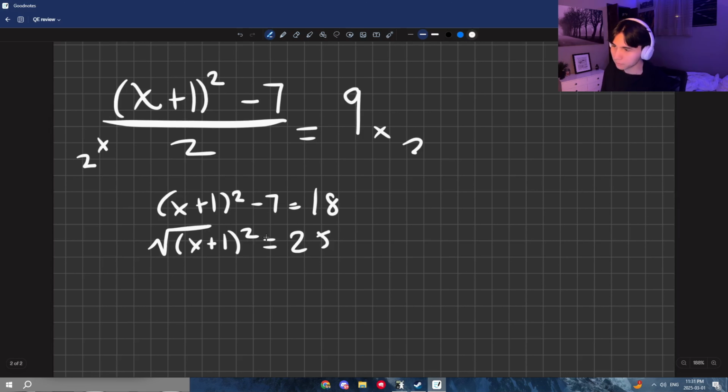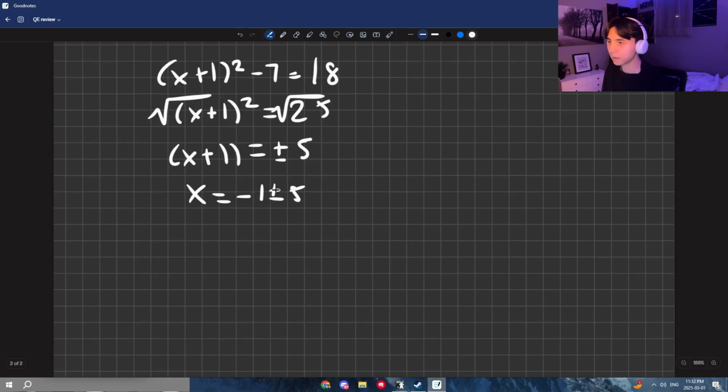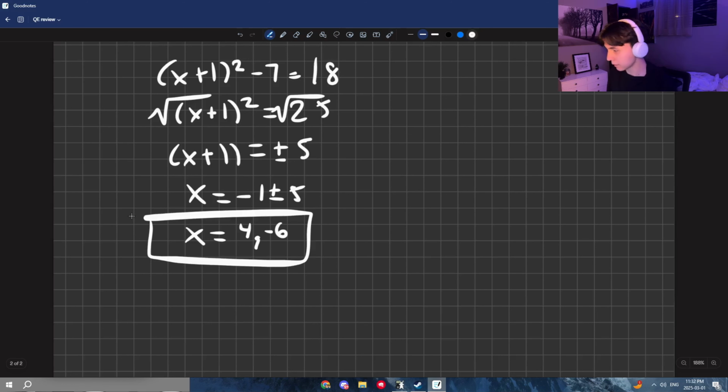You're going to take the square root, and you're going to get x plus 1 equals plus or minus the square root of 25, which is 5. And now we're just going to subtract 1, so we have x is equal to negative 1 plus or minus 5. Negative 1 plus 5 is going to give us 4. And negative 1 minus 5 is going to give us negative 6. So we're going to have 4 and negative 6 as our solutions here.